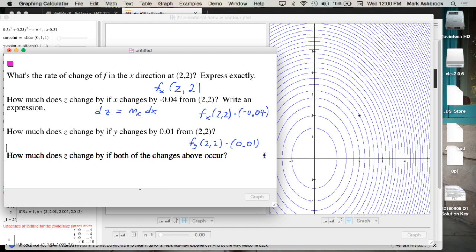So how much does z change if both of those changes occur? Jake, did you get it? Yeah, if you just add the f sub x expression we did for the second one. Right. So dz would be the change in z due to the change in x, and the change in z due to the change in y, added together. The total change is the sum of changes.